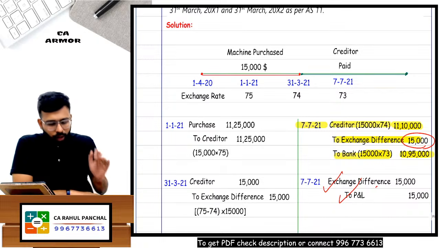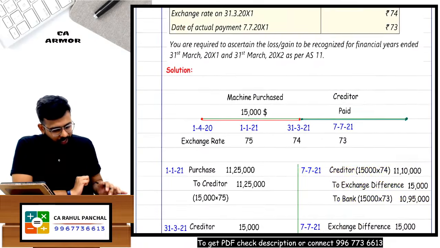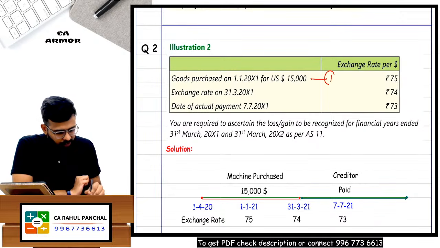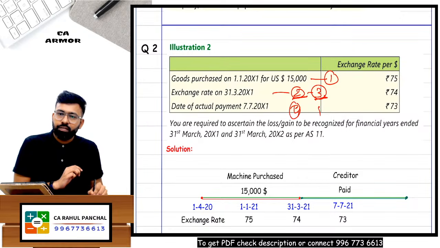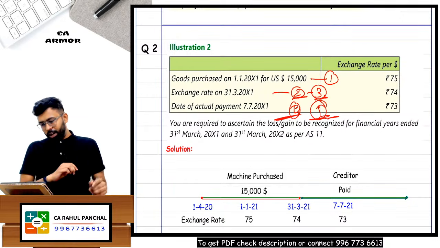Have you understood whatever I wanted to say? I hope this is clear. One entry is passed here. Then 2 entries are passed here. One exchange gain or loss, and then it is transferred to the P&L account. Then the 4th entry and 5th entry again: the payment entry and the gain or loss entry.